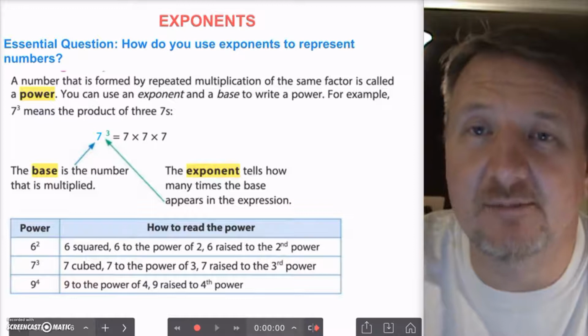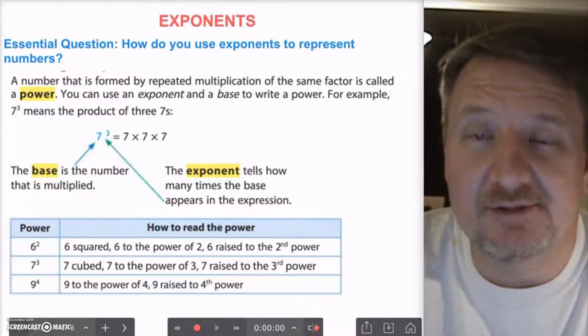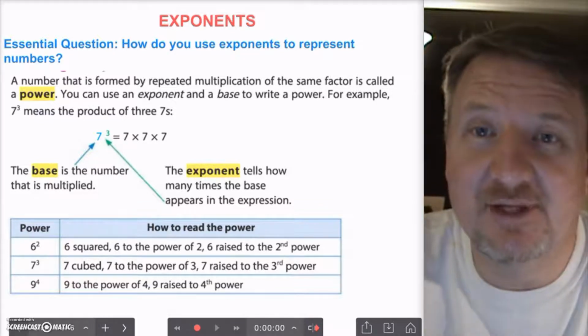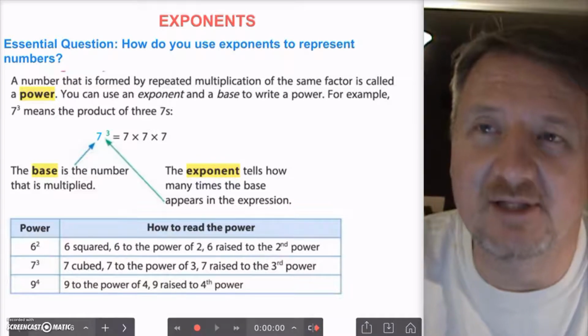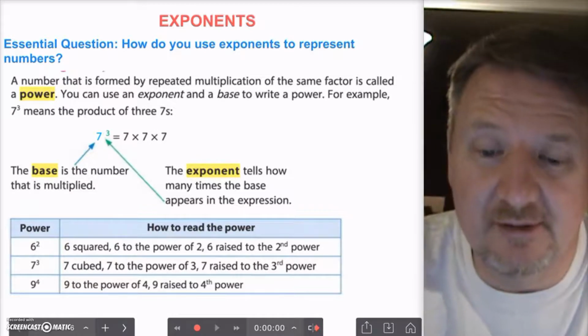Today we're going to be talking about exponents. Hopefully, if I do this quick enough, it's going to be a short video, and I know you all are relieved. So let's go ahead and get started.